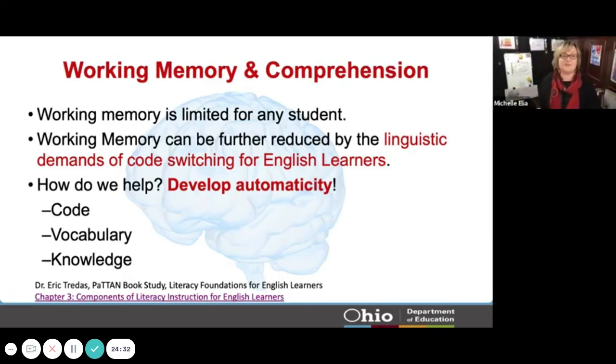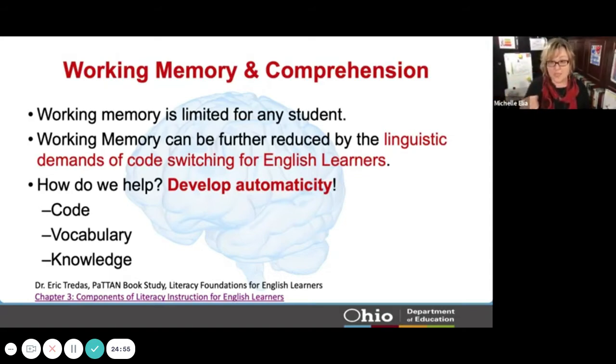And so we have this limitation for English learners on their working memory because they're constantly going back and forth. They're code switching between these languages. So how do we help them? And I thought this was excellent. I really loved this advice. He said, we help them by developing automaticity. We need to automatize as many tasks as possible. The easiest one to automatize is the code, which we're going to talk about in our next session.